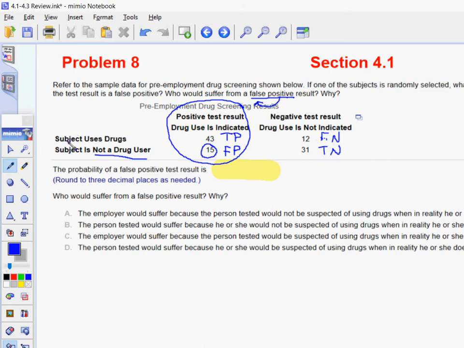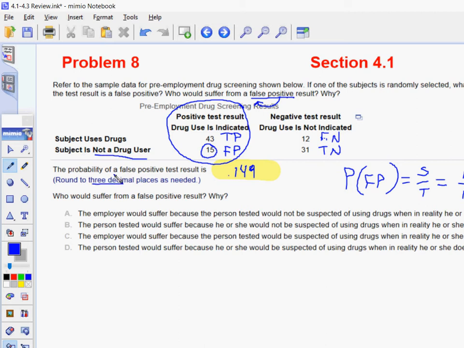Okay, so back to the question. The probability of a false positive. False positive is successes over total. So that's this 15. That's the success of that event happening, a false positive happening, over the total of everything added up. The 43 plus 15 plus 12 plus 31, I get 101. So we got 15 divided by 101, and I get 0.149 as a probability, to 3 decimal places.